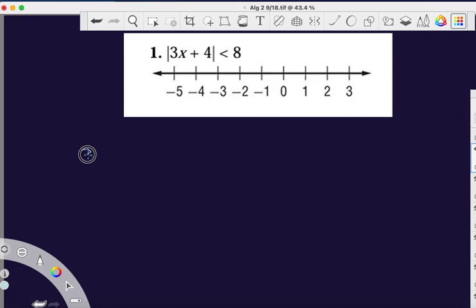Let's try again. 3x plus 4 is less than 8, right? We're also going to solve for 3x plus 4 is greater than negative 8. Just trust me. Flip the sign when you're solving for the opposite value. Trust me. You trust me?